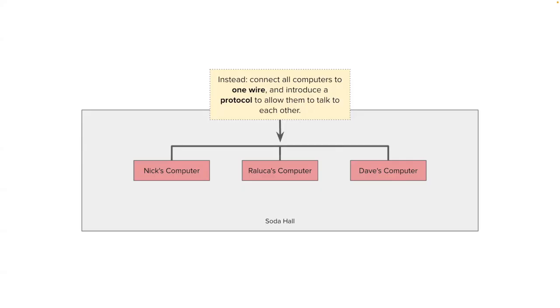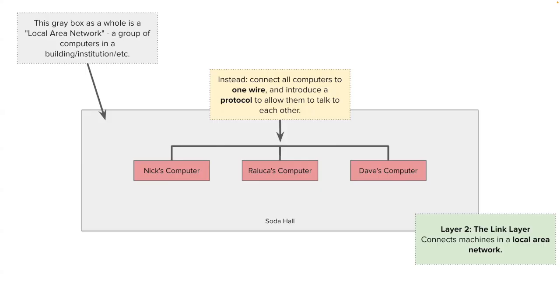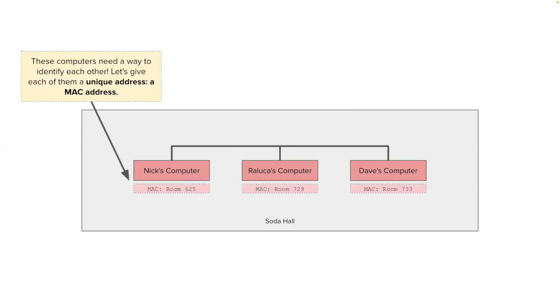So instead of setting up pairwise connections, we can just add a single wire and let every computer connect to this wire. And we can introduce a protocol to allow them to talk to each other. This is essentially the second layer, the link layer, and it connects machines in a local area network. The gray box here you can think of as the boundary of the network. It's a group of computers either in the same building, in the same institution, or some other format.